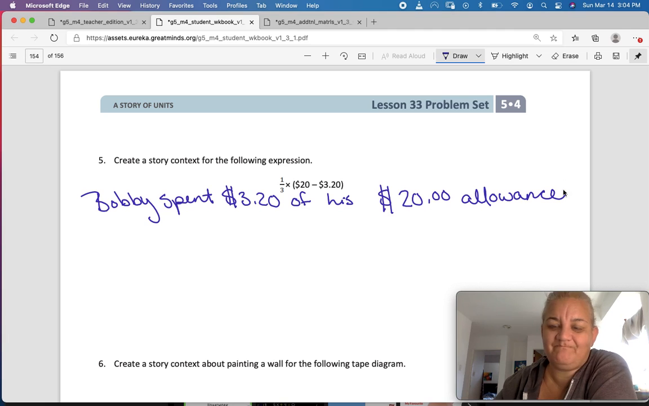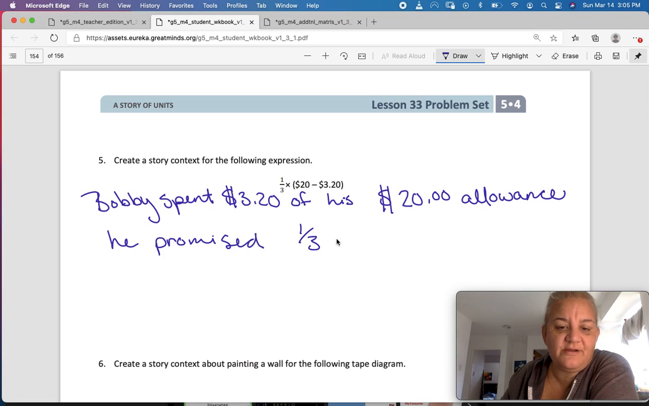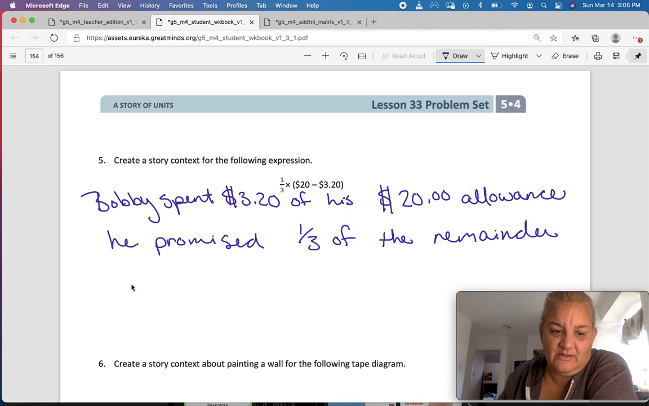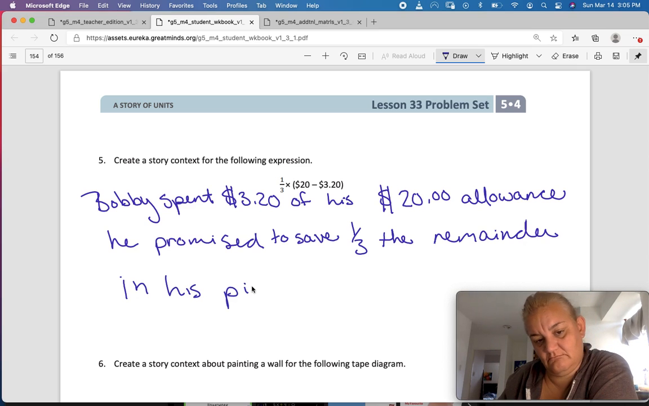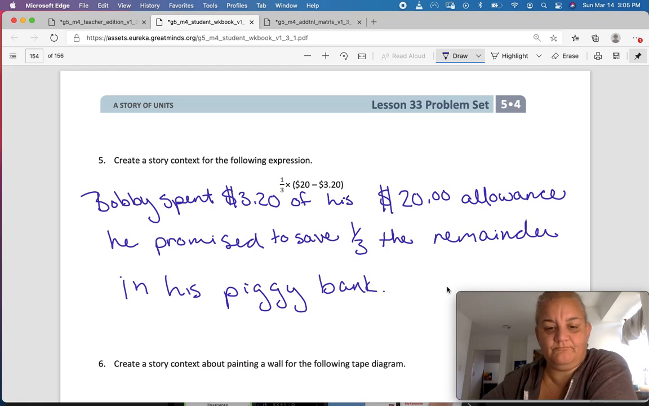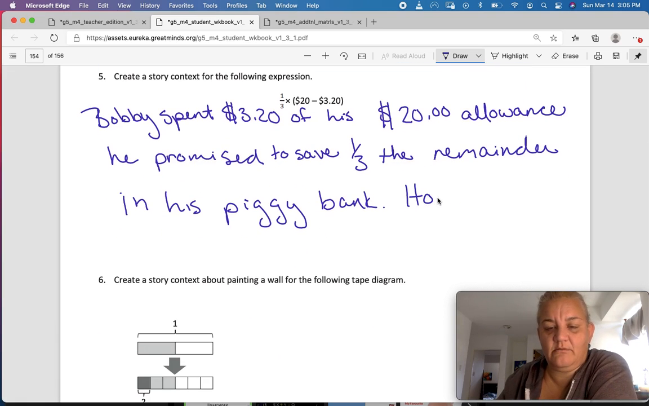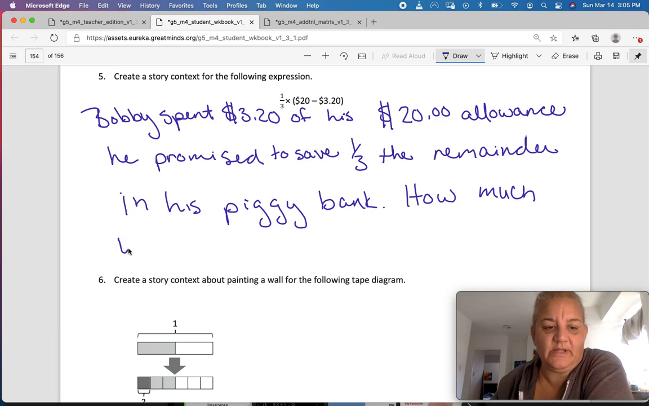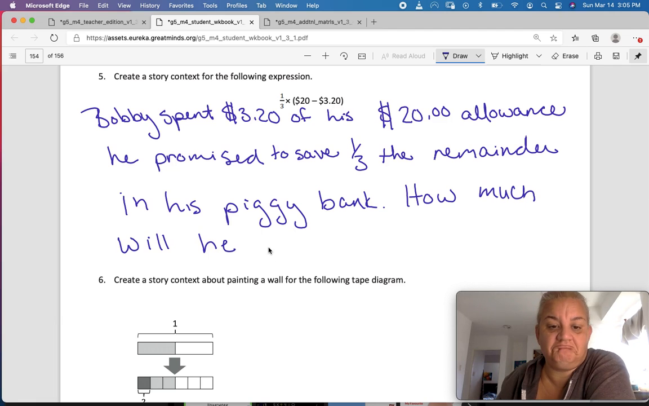Right? He promised to save 1/3 of the remainder in his piggy bank. How much will he save?